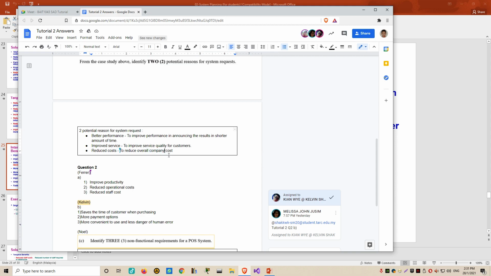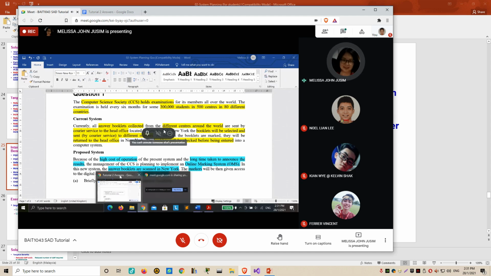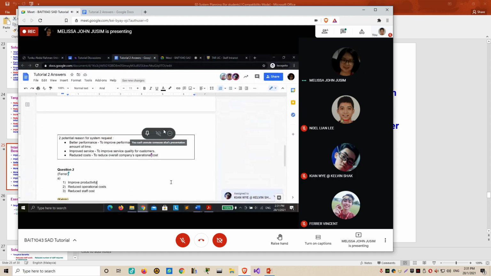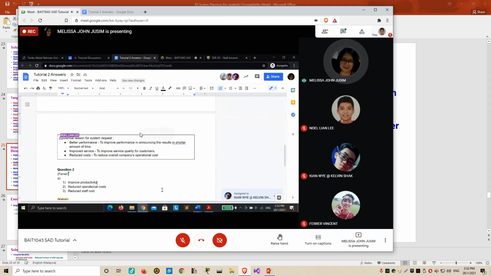And then for the performance, you can mention this. Service would be, then the students will be able to get their result much more faster compared to the current system. You need to be very clear about this. Otherwise, you won't be able to get a full mark. Operational cost is only referring to operating the current system, to operate the current system.